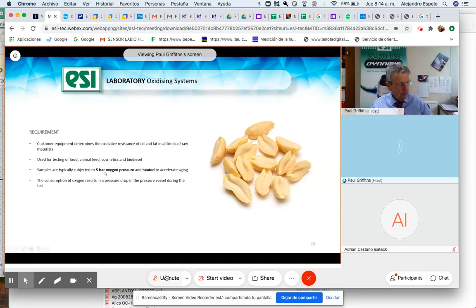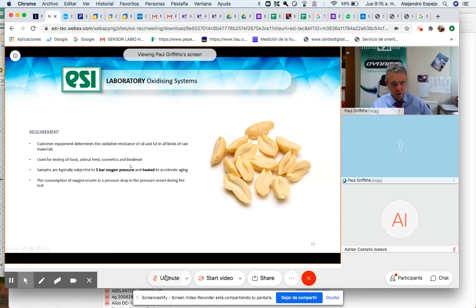So our customer puts the foodstuff into a chamber, and they introduce oxygen pressure at 5 bar pressure, and then they heat the chamber to accelerate the aging process. And what happens is the oxygen is consumed. It is consumed by the product, and that means that there's a pressure drop.